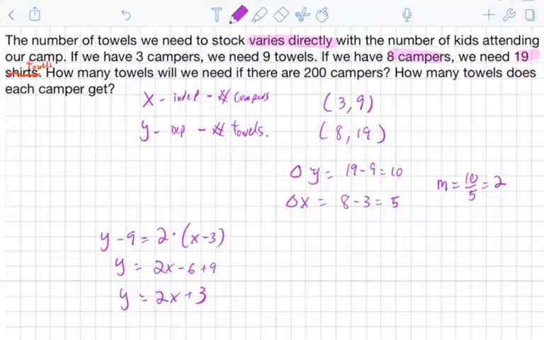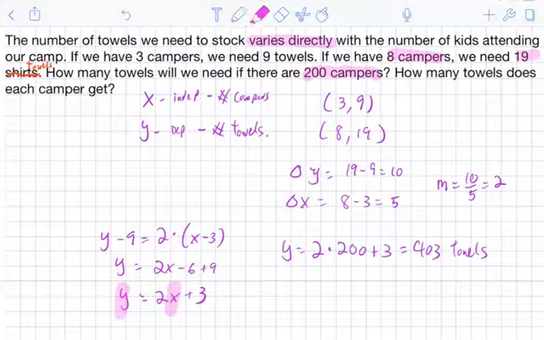So we can use this model of how many towels you need, which is y, depending on the number of campers, to answer the question. If there are 200 campers, how many towels do we need? Well, y is equal to 2 times 200 plus 3. You just replace the x with the 200, which is 403 towels.